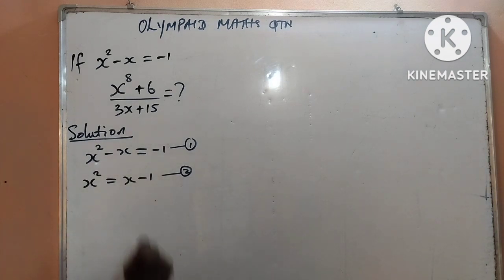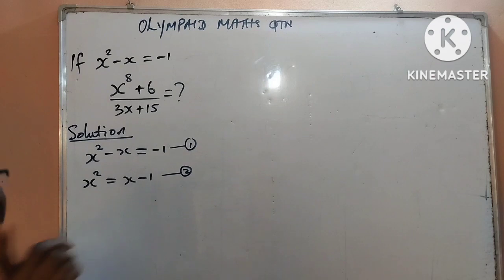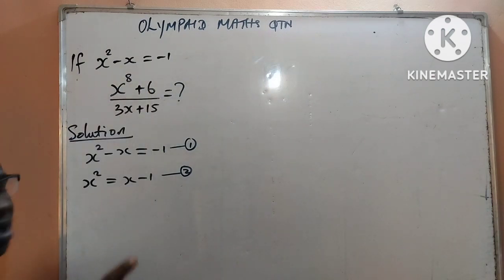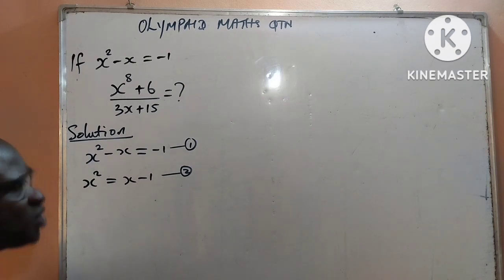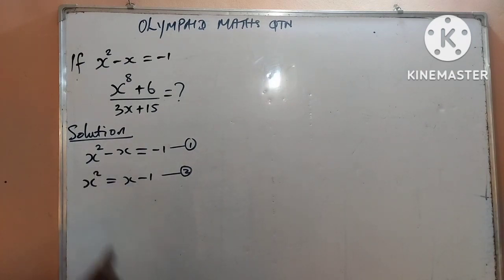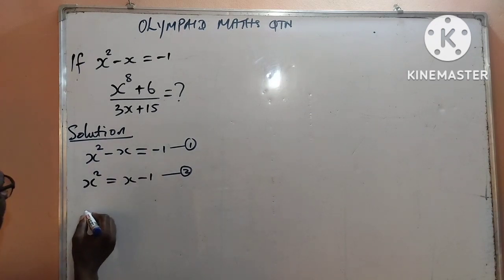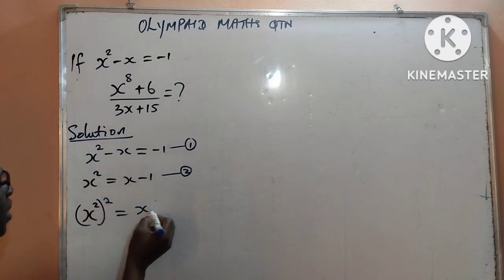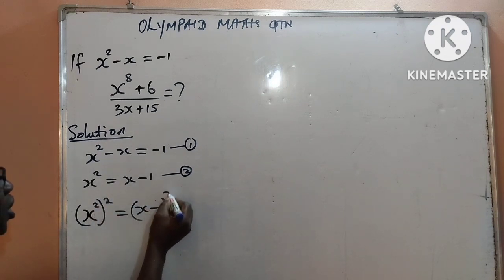We move on. Looking at what we have here, we are asked to find x to the power 8 plus 6. So let us go on to get x to the power 4. From x to the power 4, we can get x to the power 6, and from x to the power 6, we can get x to the power 8. Therefore, from this x to the power 2, I can get x to the power 4. And that is, from the left hand side, I have x to the power 2 all to the power 2 is equal to x minus 1 all to the power 2.